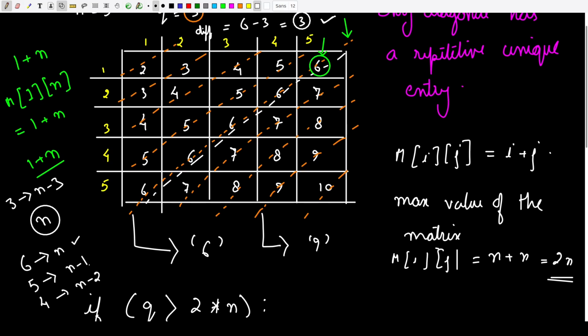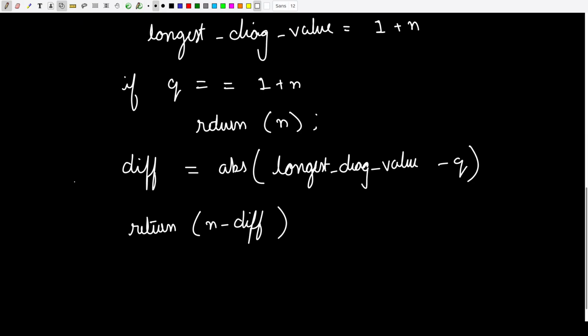And let us use this now in order to code this. So once we have diff with us, all we have to do is return n minus diff. And this is how we will be able to find out the number of cells containing value q. So that's the whole explanation, folks. Now let us see how we have implemented this in C++ and Python.